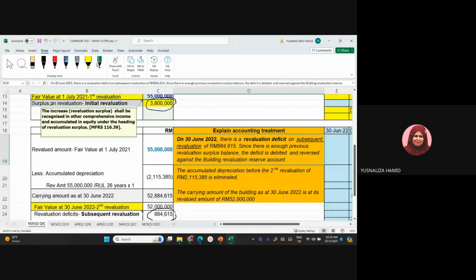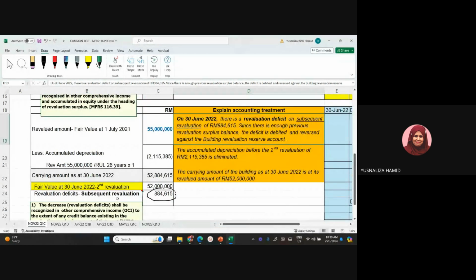So in our case, if you check, the balance is 3.8 in the revaluation reserve balance, which is from the first revaluation. The second revaluation was a deficit. So there is enough previous revaluation surplus balance, correct? So the whole deficit, 884,615, is debited. Where to? To the building revaluation reserve account. So you reverse it. So meaning that before this, you debit the building, you credit ARR. Now you debit the ARR building and you will credit the building, and you do not need to debit the profit or loss or the revaluation deficit to the profit or loss because the balance is more than enough.